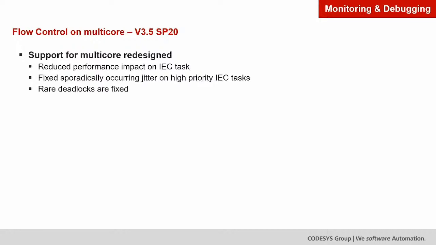But also if no crashes occurred, there was still the problem that the overall execution performance of the IEC task was inhibited by flow control, and also sporadically occurring jitters were possible on high priority tasks, which were also badly influencing the real-time behavior of tasks. All these issues should now be fixed with Service Pack 20.